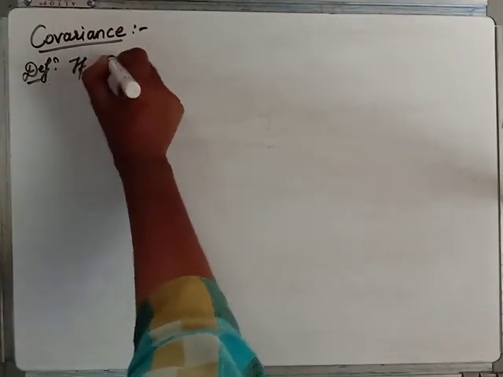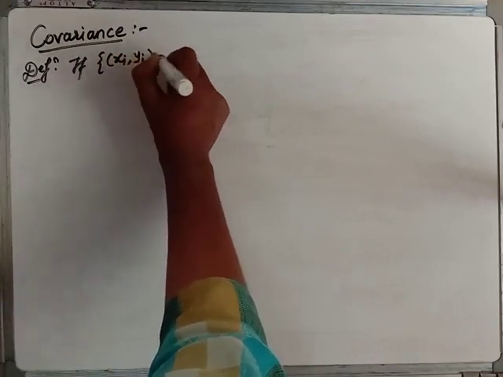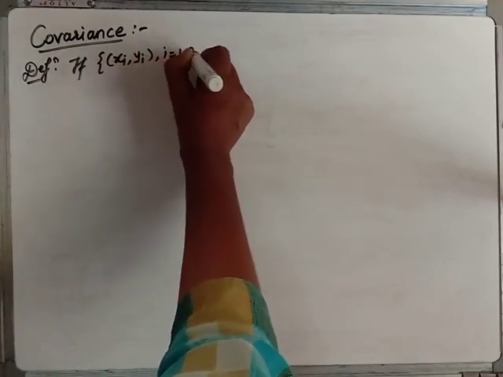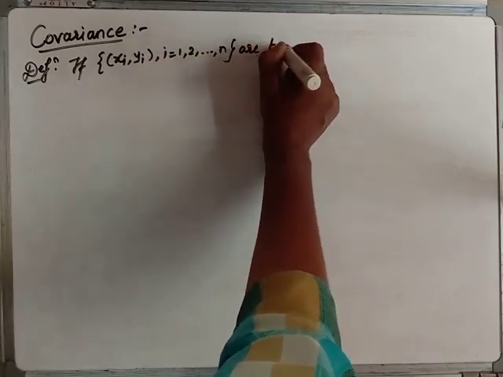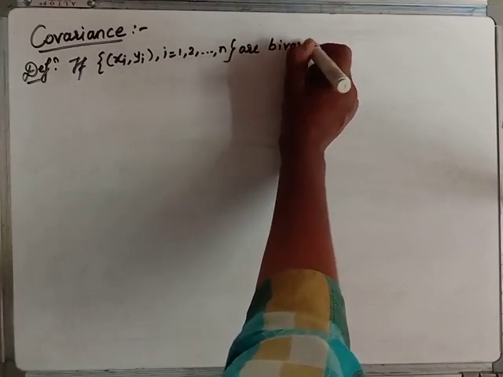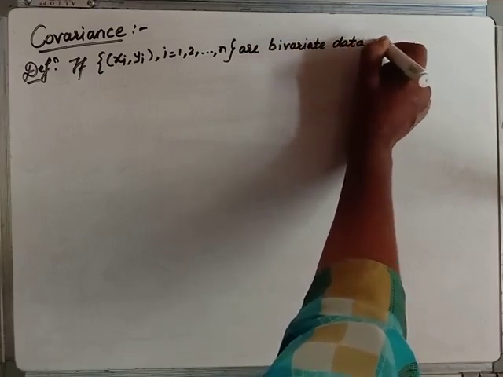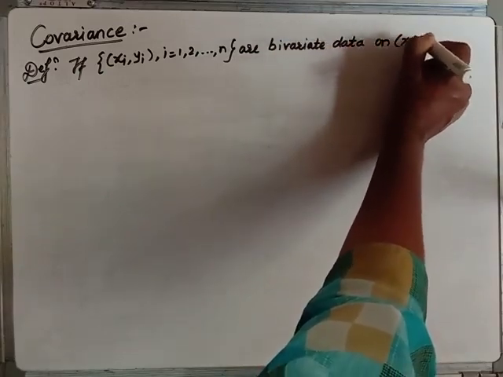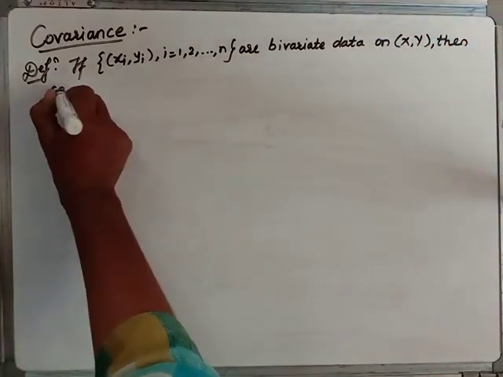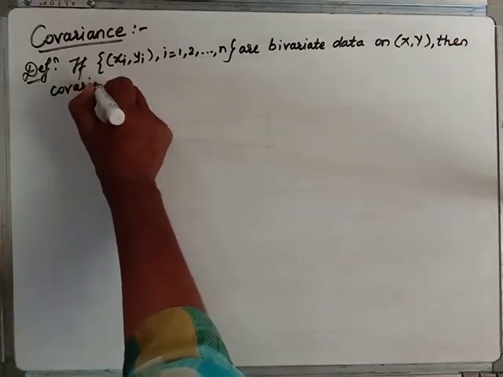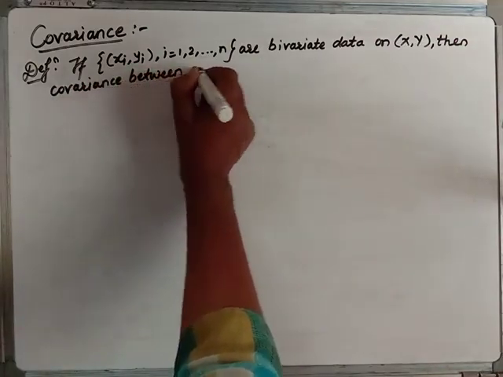If (xi, yi), i goes 1, 2, so on up to n, are bivariate data on x and y, then the covariance between x and y.